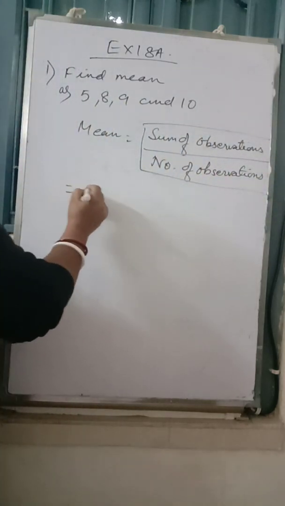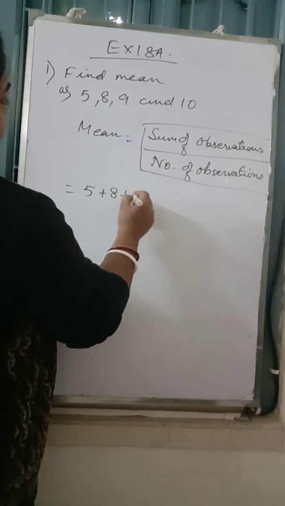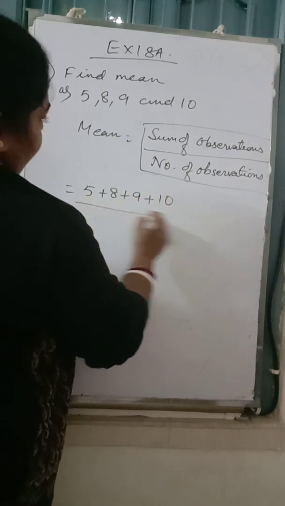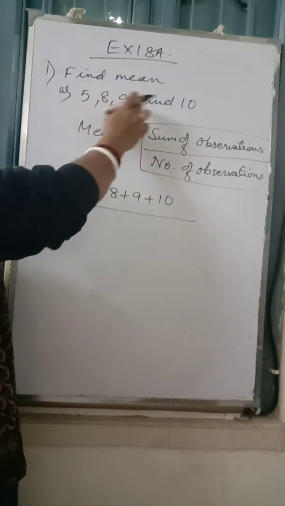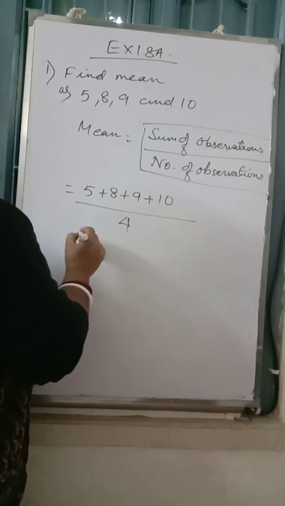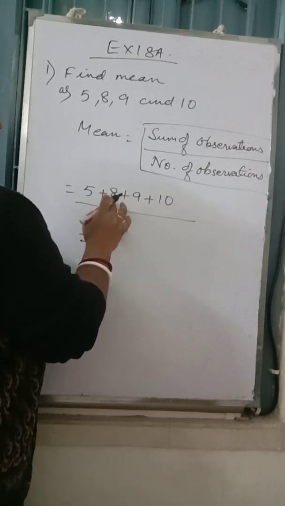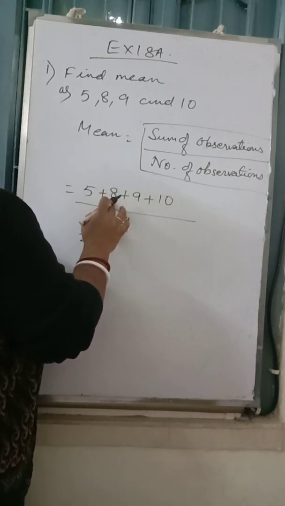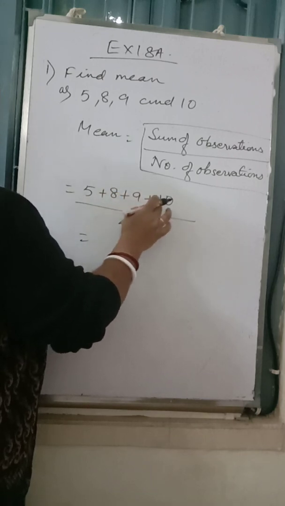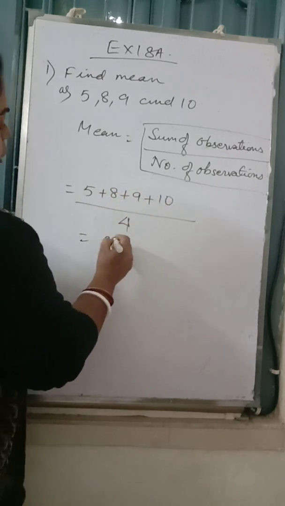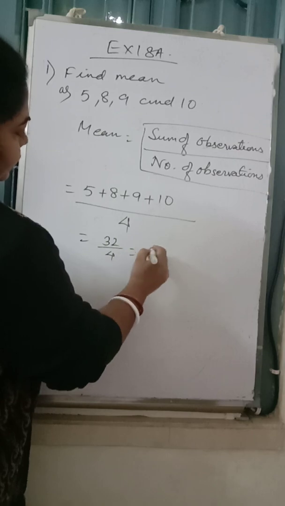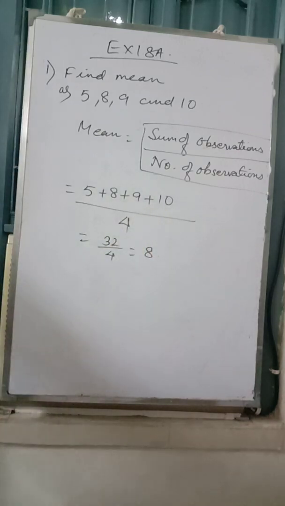So sum of observations gives you 5 plus 8 plus 9 plus 10. How many observations do we have? 1, 2, 3, 4. Divided by 4. Now add it up. 5 plus 8, 13. Plus 9, 22. Plus 10, 32, by 4, or 8 is the mean. Okay, we have to add the numbers and then divide by how many numbers there are. That will be the mean.